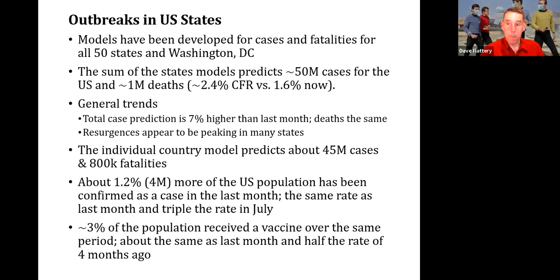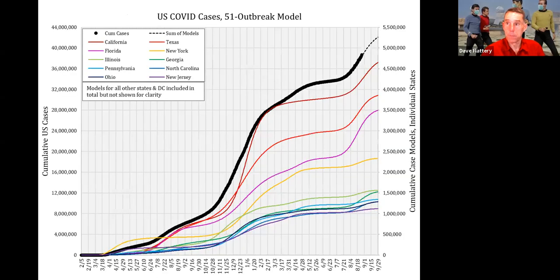Again, this month, about 1.2%, or about 4 million more people, were confirmed as a case of COVID. That's almost exactly the same as last month, but it was about triple the rate in July. And about 3%, again, of the population received the vaccine over the same period, and that's about half the rate of 4 months ago. I'll have some graphs on that.